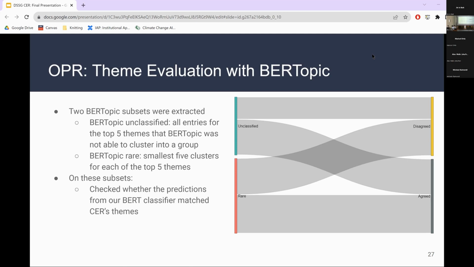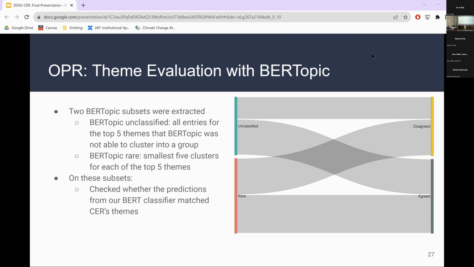And we also looked at the bottom 5 BERTopics for the top 5 themes to see if those individual, rare BERTopics were different from the general topic in some kind of way, in some kind of pattern. And after having those two different subsets, we then reran our BERT model to see how good it was at identifying the initial CER theme.